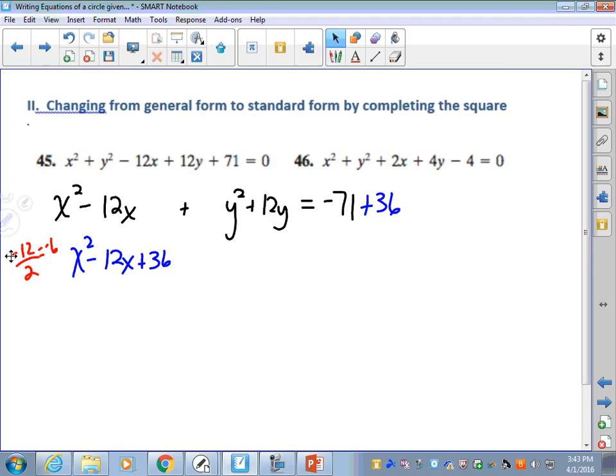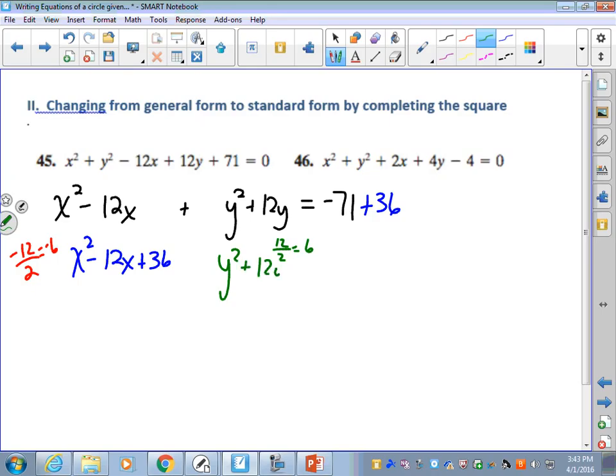And then I'm going to do the same thing with the y terms. Take half of the coefficient. Again, we have 12. Take half of that, which is 6, and square it, 36. So again, we have y squared plus 12y, adding 36, so I add another 36 on the other side. And then we're going to simplify this. So I have my x terms together, my y terms together. 71 plus, really, it's going to be 72, minus 71, which leaves me with 1.